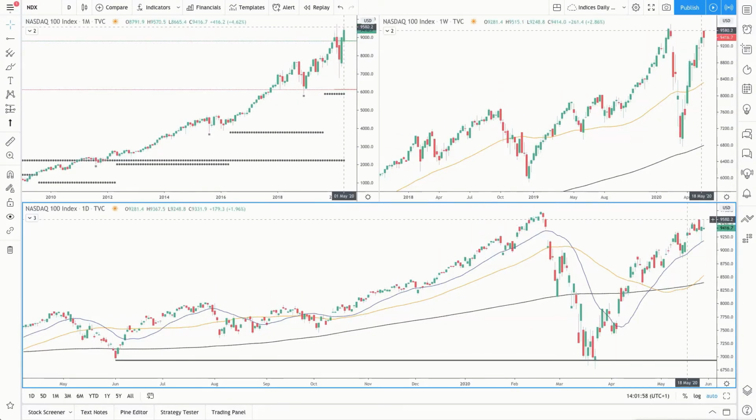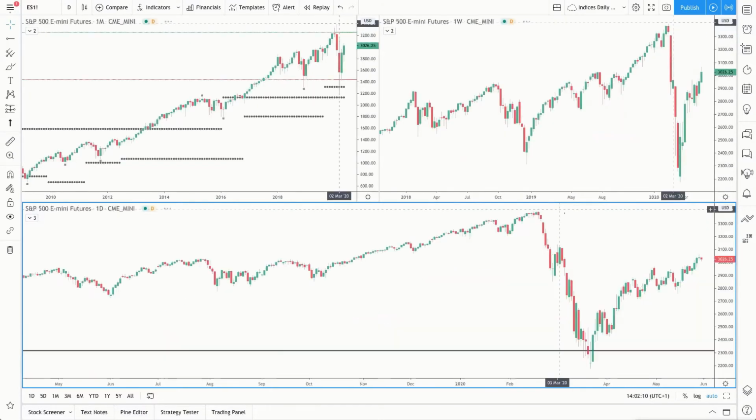A breakout above the current high of May will suggest a continuation towards the current all-time high, and once this is cleared, then we are in new territory. So overall, the indices are starting to look very, very bullish.